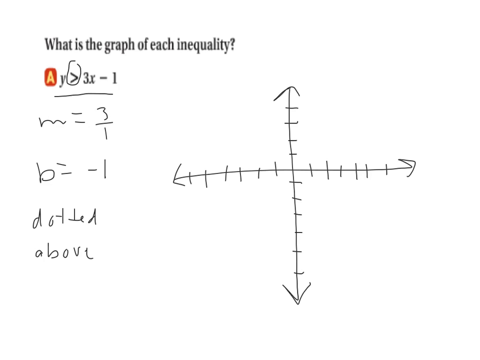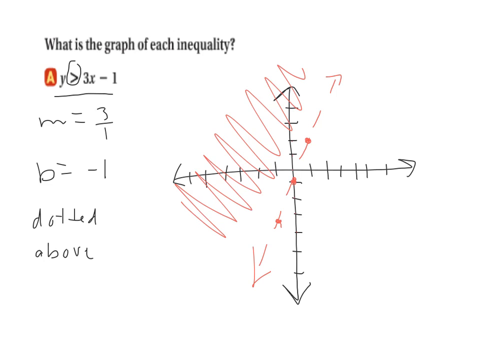So first I'm going to graph my line. My b is at -1, so I'm going to plot my y-intercept. And then from there I move up 3, 1, 2, 3 over 1. Rise over run. Or else I could have gone down 1, 2, 3 and left 1. Now that I have my 3 points, I'm going to make my dotted line. And this says above, so I'm going to shade above this line. And that's all I do. So again, make sure you state your slope, y-intercept, if it should be dotted or solid, and above or below.